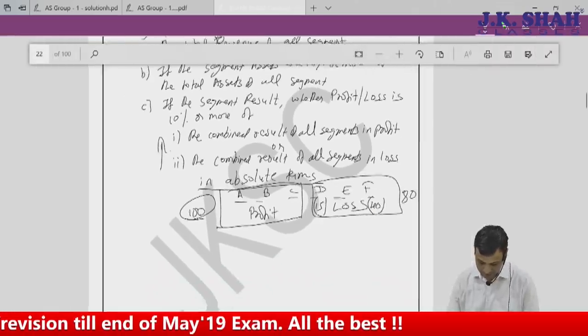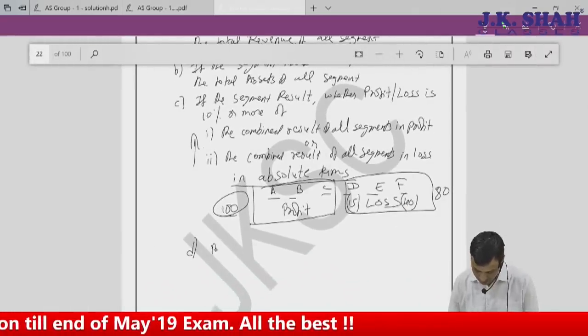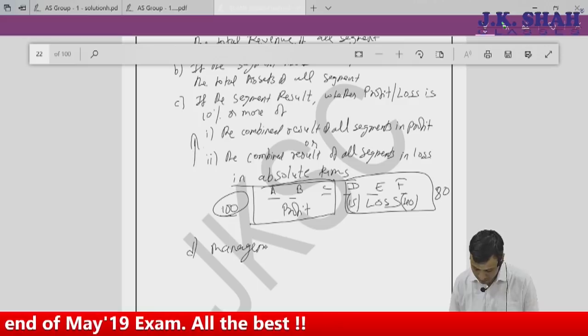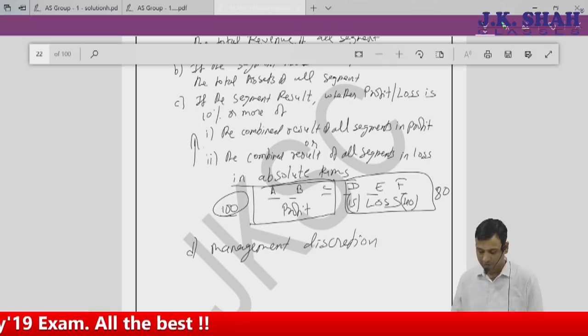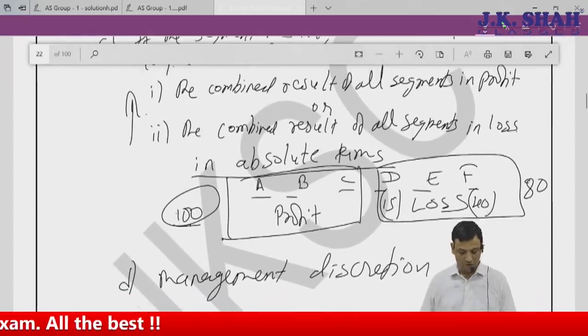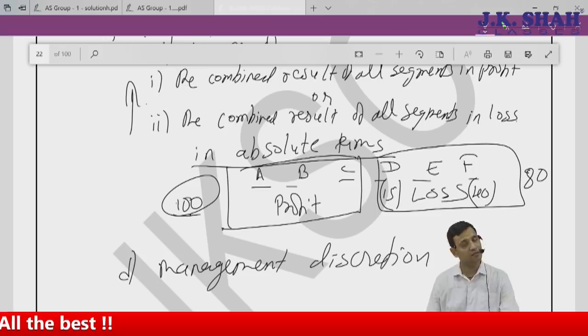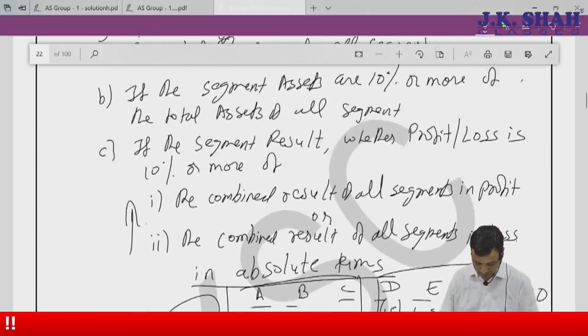D, management discretion. If the management feels that they would like to report some segments, then they can report it on their own. It is management discretion also.